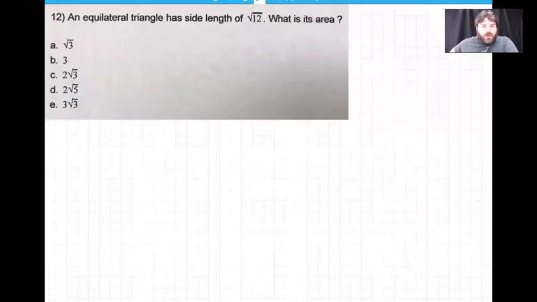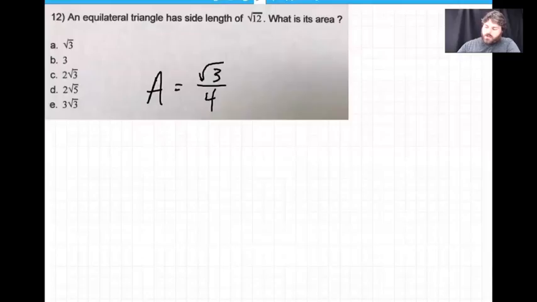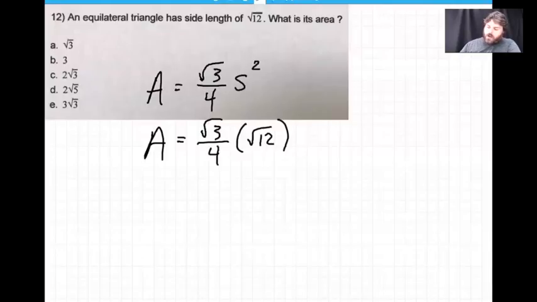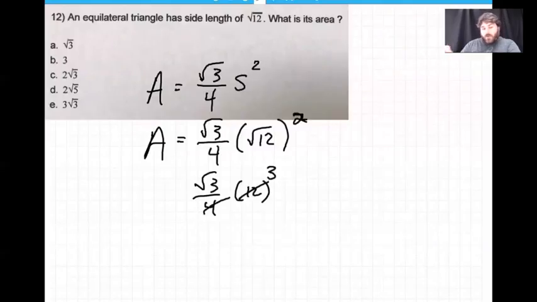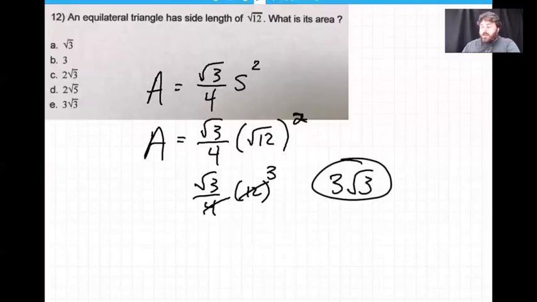All right, an equilateral triangle has side length of square root of 12. What is its area? All right, if you remember the formula here, we know that it's root 3 over 4 times the side length squared. So all we got to do is plug it in. So the square root of 12 squared, square root of 12 times the square root of 12 is just 12. So I get root 3 over 4 times 12. That cancels here and leaves a 3 behind because 12 over 4 is 3. So 3 times root 3 is 3 root 3. That's how we write 3 times the square root of 3.